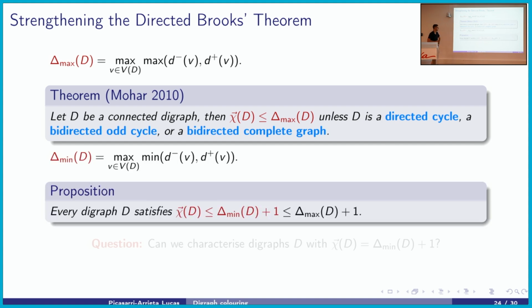For instance, we can look at delta min, which is the maximum over every vertex of the minimum between its in and out degrees. And using an easy greedy procedure, we indeed have that the dichromatic number is always at most delta min plus 1. Then a natural question is whether we can characterize the digraphs for which the dichromatic number is exactly delta min plus 1, which would be a strengthening of the result of Mohar, because every digraph for which equality holds with delta max is a digraph for which equality holds with delta min. So it would be a better characterization.